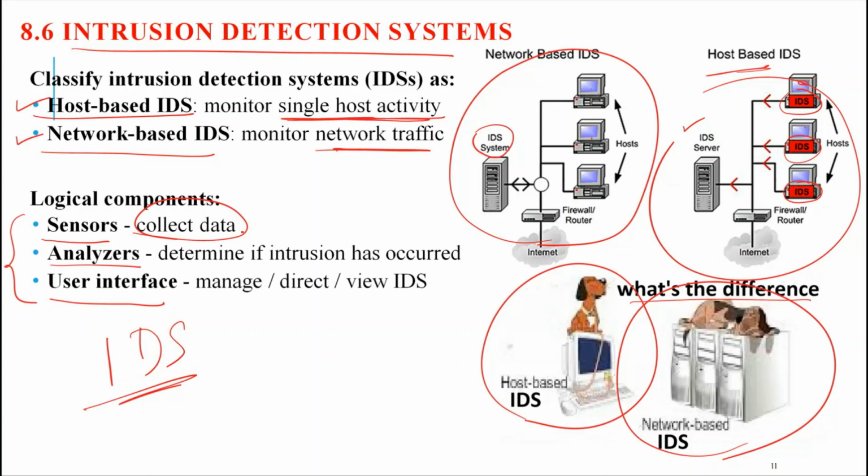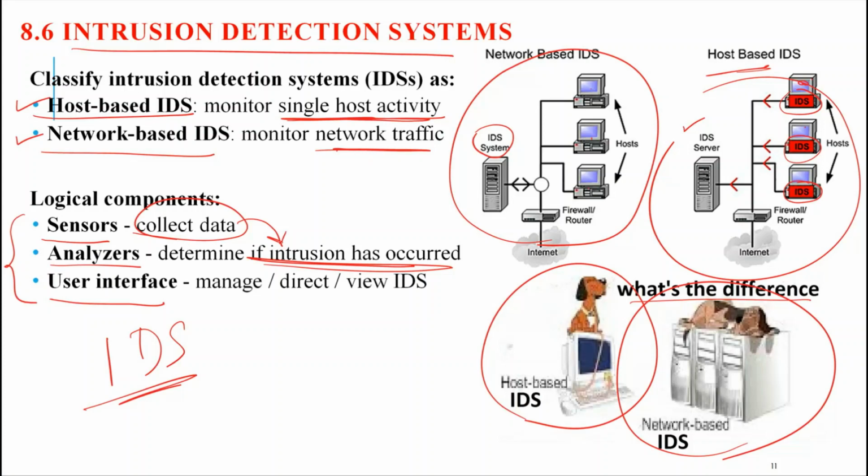Then the second component is the analyzer component. The analyzer component is going to determine, it is going to find, if any intrusion has occurred or not. So the analyzer is going to be the very important thing. It is going to analyze the data collected here, and it is going to find whether any intrusion took place or not. We are going to decide it. So that is the second component.